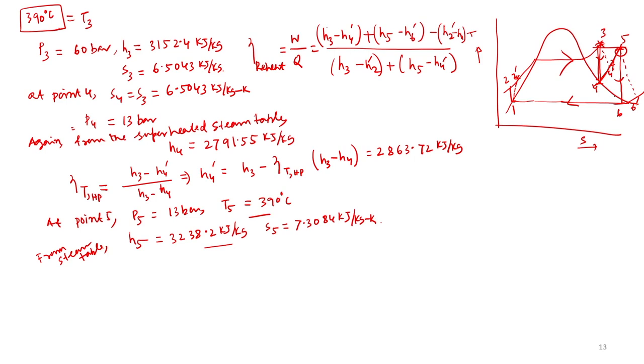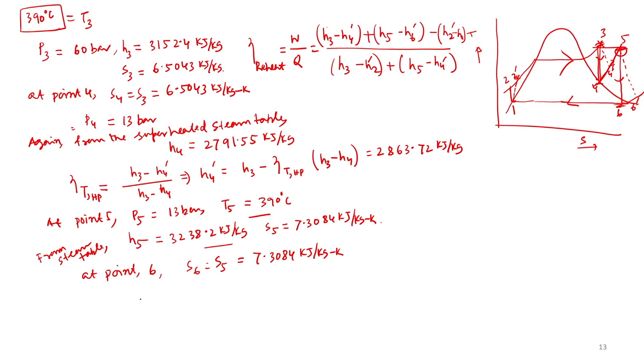Once you know this, and since this is a constant entropy process, the entropy at 5 and 6 will be the same. So that's how we can write at point 6, S6 is equal to S5, which is equal to 7.3084 kilojoule per kg Kelvin. And then this pressure line is at 0.16, right?